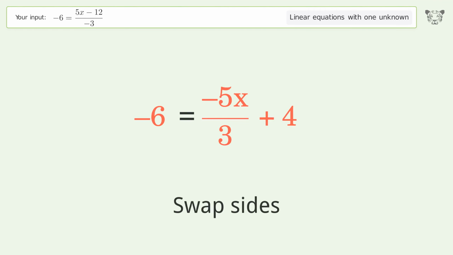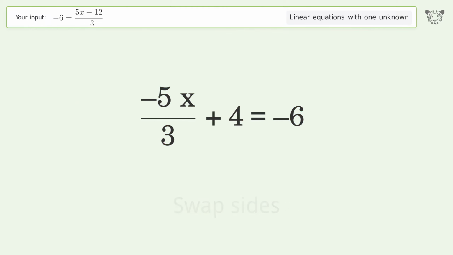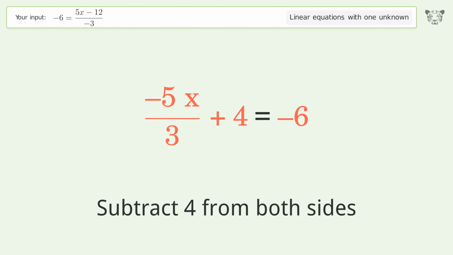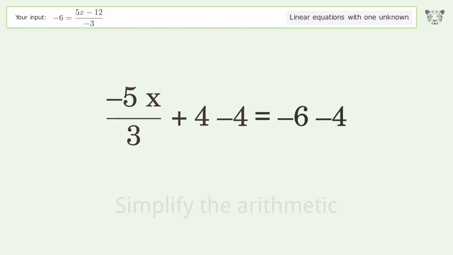Swap sides. Group all constants on the right side of the equation. Subtract 4 from both sides. Simplify the arithmetic.